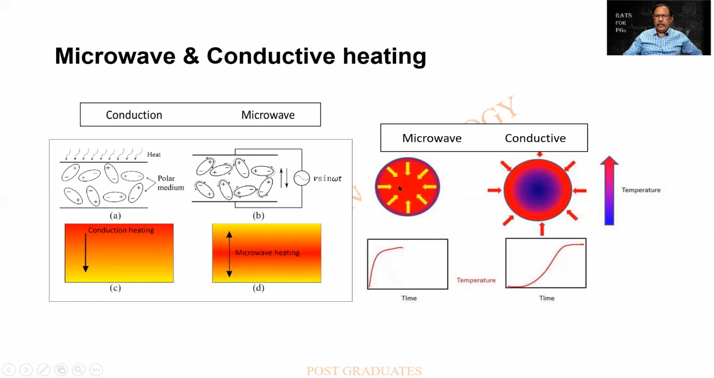So this is a microwave, energy is obtained from within, and then it moves in various directions. And look at the time frame. Within a short time you attain the maximum temperature, whereas in a conductive one it is from outside, and for the inner part to get heated it takes a very long duration. Hence the longer time for conventional processing when compared with microwave processing.